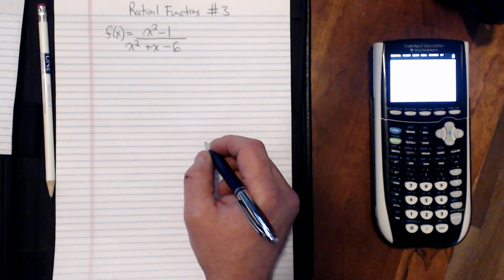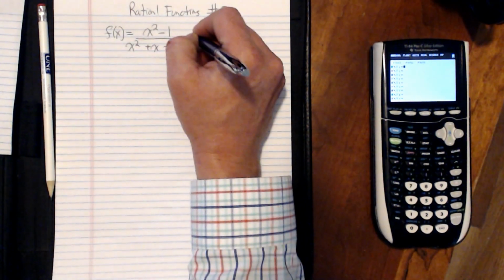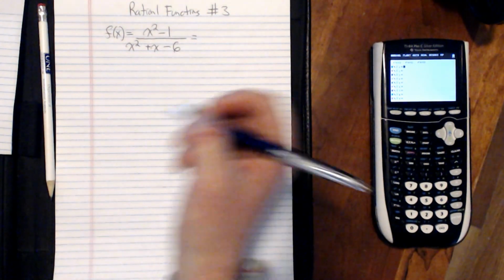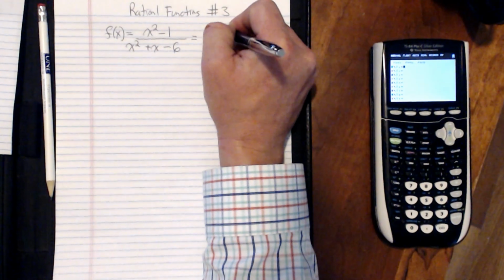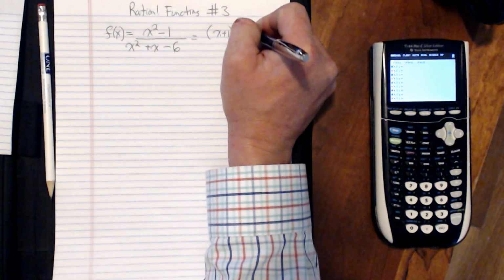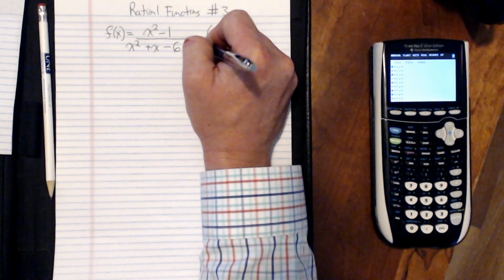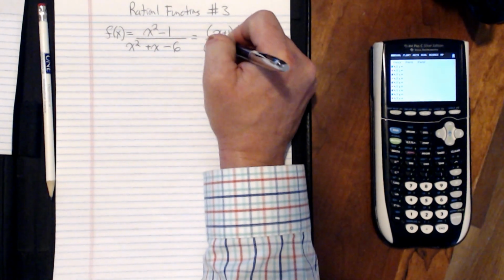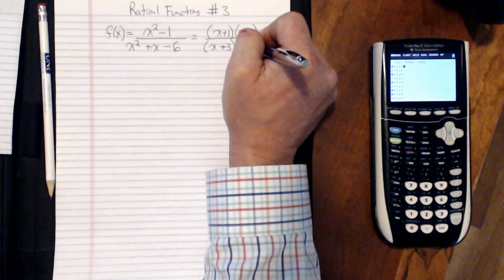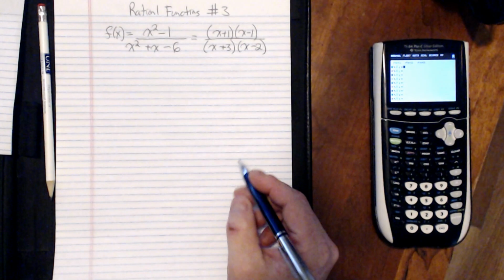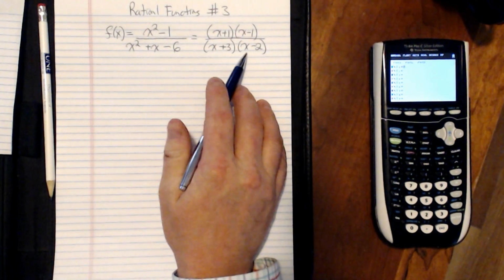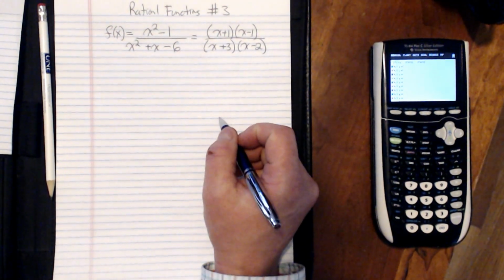Here's our third example of rational functions. Again, the first thing I want to do is factor this all out. Let's see, I think that's right. Minus plus 3x. Okay, so there we go.